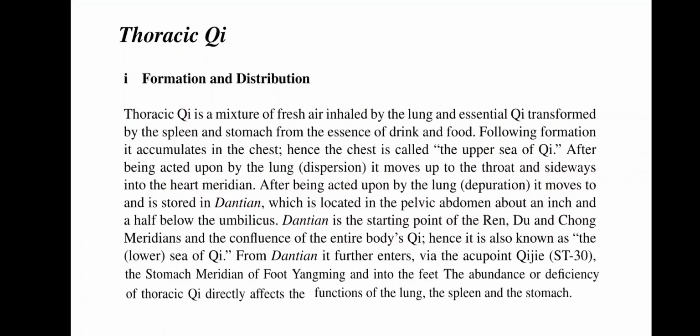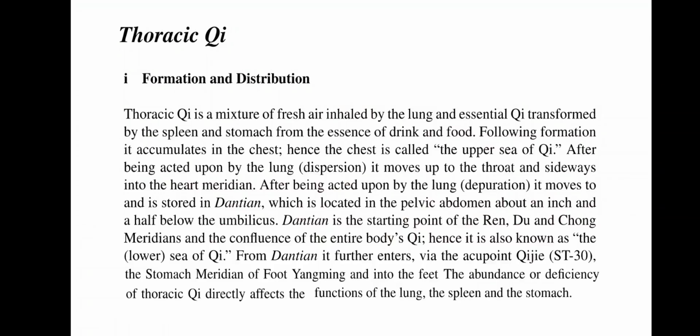Thoracic qi is a mixture of fresh air inhaled by the lung and essential qi transformed by the spleen and stomach from the essence of drink and food. Following formation, it accumulates in the chest. Hence, the chest is called the upper sea of qi. After being acted upon by the lung, it moves up to the throat and sideways into the heart meridian.